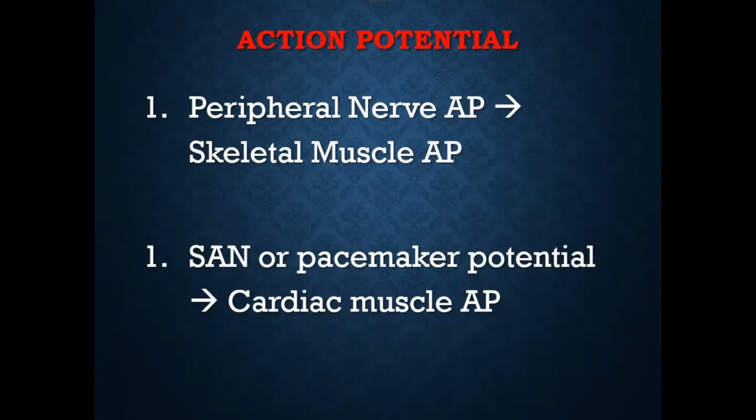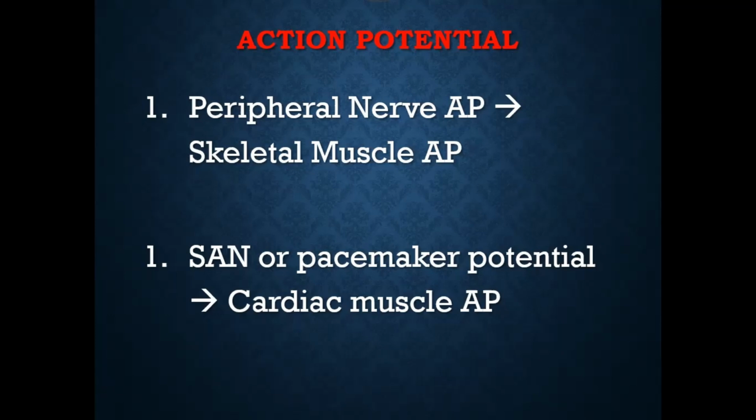Okay, so this SAN node has its own potential, called the SAN potential, or the pacemaker potential. Pacemaker means intrinsic properties that keep the heart beating on its own. That's why in a denervated heart, when there is no nerve supply to the heart, the heart will still beat. So SAN or pacemaker potential. This pacemaker potential will be propagated along the cardiac muscle, causing ventricular contraction or atrial contraction. So we will go through that.